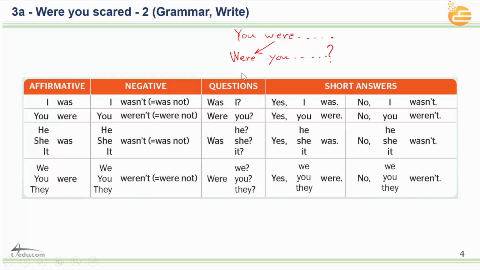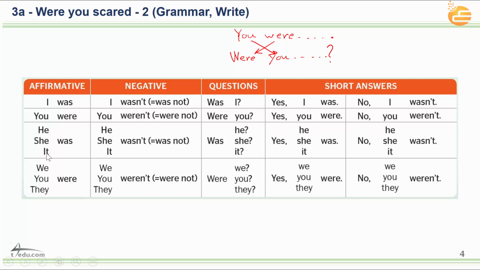Okay, so the questions, and this is you, it should be here. Okay, so the questions we will do the same. The question, I was I, you were I, he was he. It's the opposite. Okay, let's continue with the questions. We said, were you? Short answers, yes you were or no you weren't.